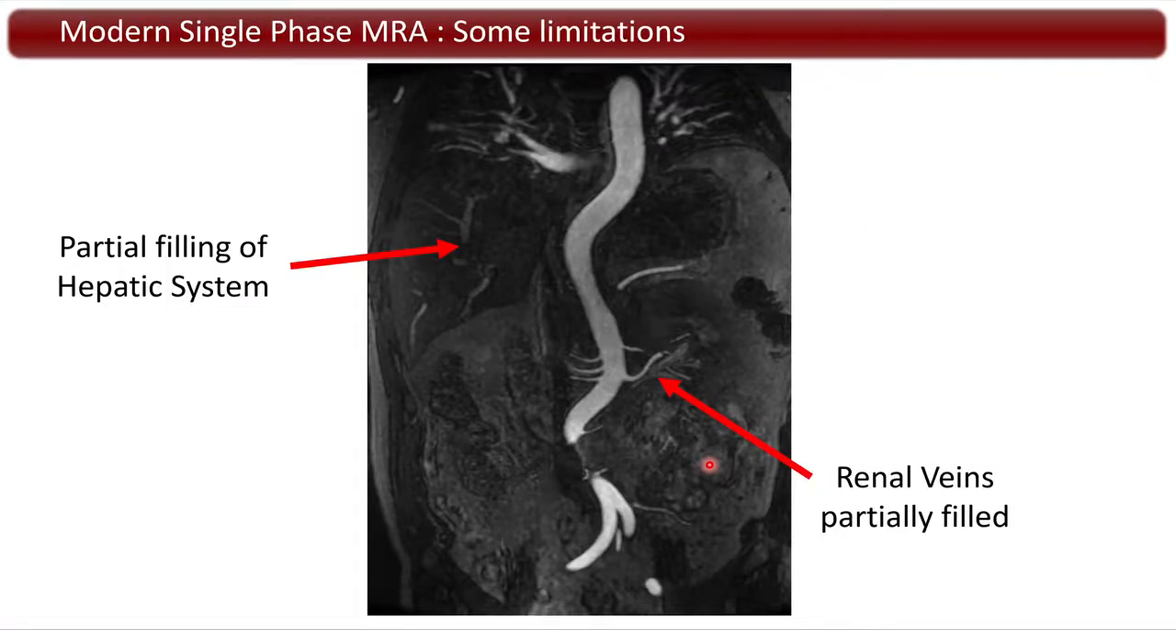What you'll find in those talks and otherwise is that even if you have the best MRA, there are still things that are lacking. So in this case, we do see some vascular structures which are partially filled, for the hepatic system, which may or may not be of interest. And we do see some partial filling of renal veins, which also may or may not be of interest in this case. And this is a well-timed, high-quality MRA.